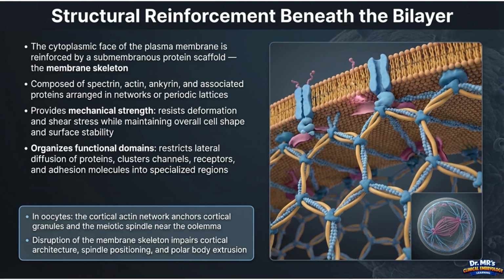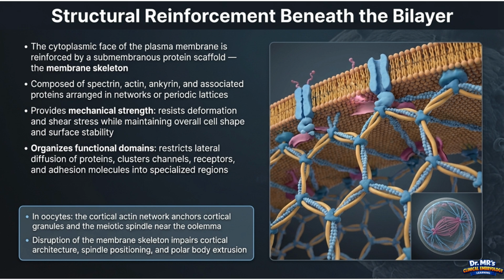In the oocyte, the cortical actin network linked to the oolemma is a critical player at fertilization. Cortical granules, the vesicles whose exocytosis creates the block to polyspermy, are anchored just beneath the oolemma by this actin-spectrin scaffold. The meiotic spindle, which must complete the second meiotic division after fertilization, is also positioned near the cortex through interactions with this network.